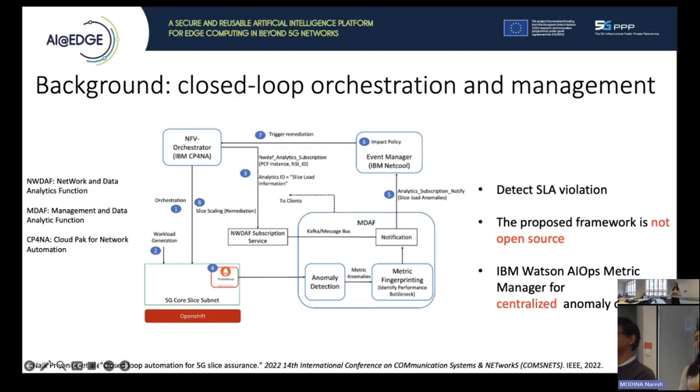So our review about this work is that the proposal, first, is not open source, and also they were using the IBM Watson AIOps Metric Manager for centralized anomaly detection. So it means if they have a lot of data, they are not sure to be able to detect anomalies, in this case, in a real-time manner.